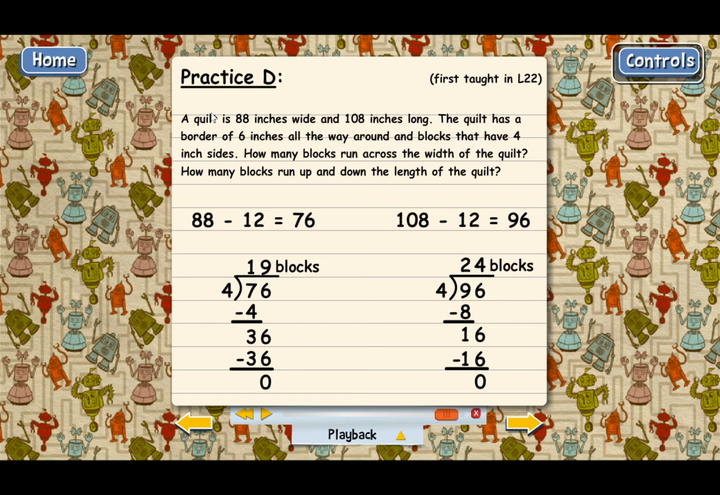So the answers to practice D are the width has 19 blocks and the length has 24 blocks.